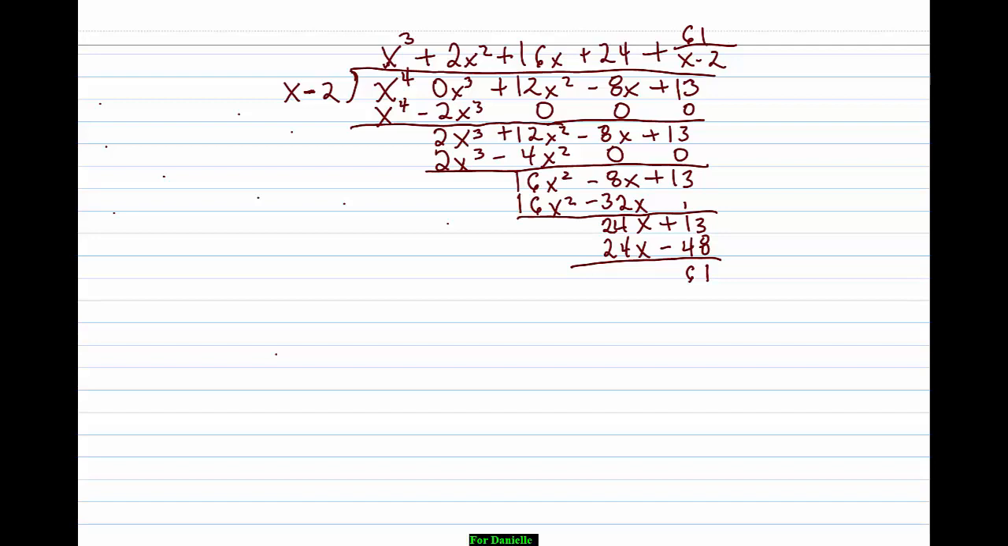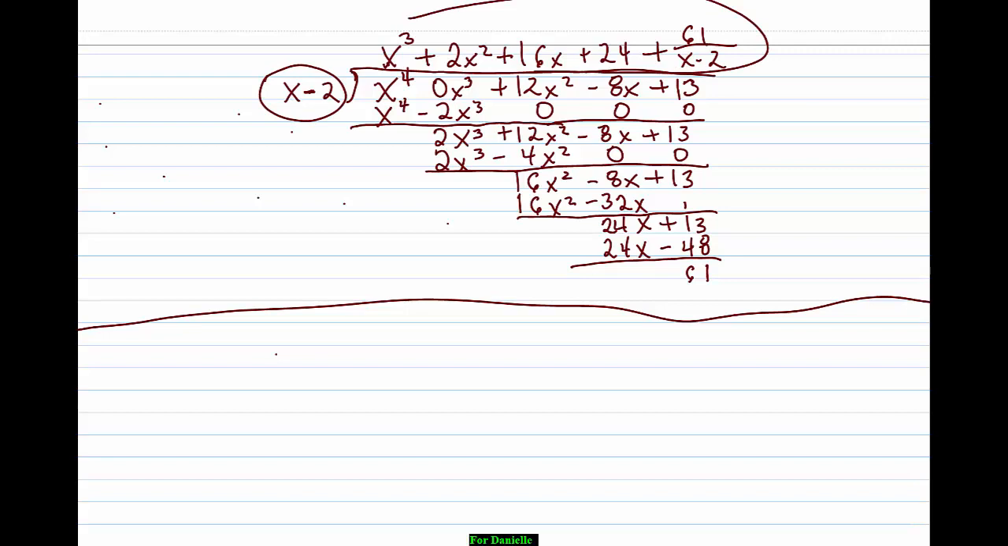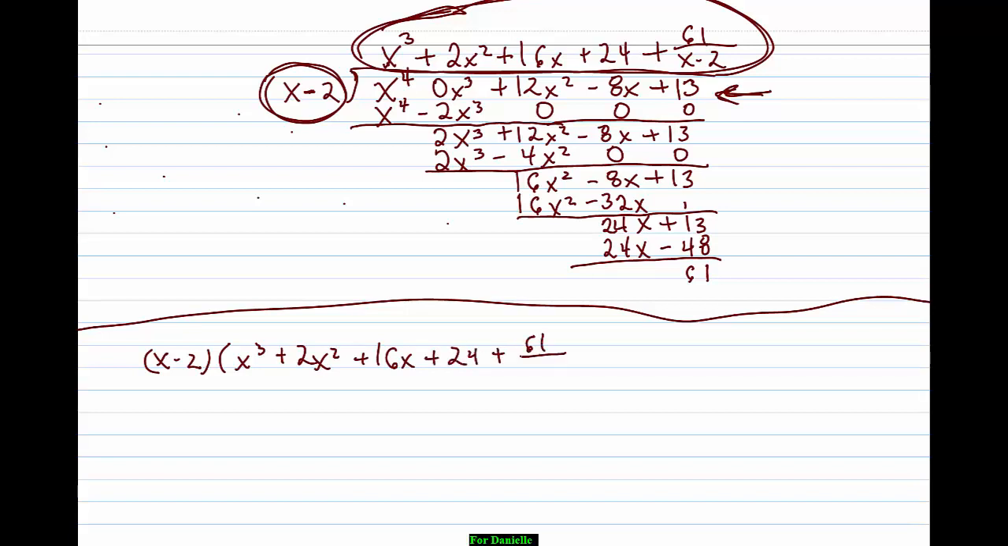So that's your answer. And then the way that you check your answer is this thing times this whole thing should give you that whole thing. So we'll do it. x minus 2 times x cubed plus 2x squared plus 16x plus 24 plus 61 over x minus 2. And the way that you multiply these is first you're going to take this term times everybody over here, and then you're going to take the negative 2 times everybody over there.